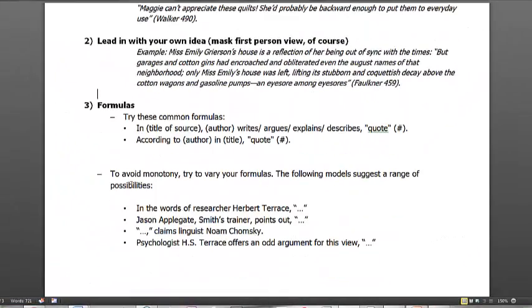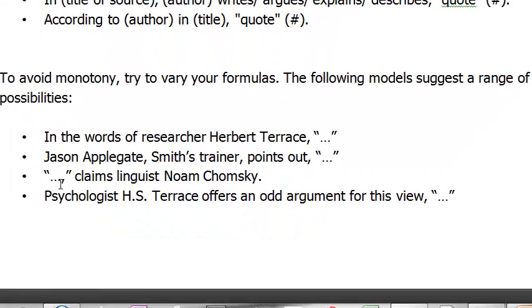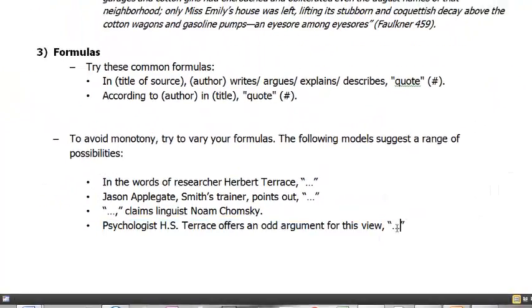So here are a couple easy ways to bring in the quotes. These first two are formulas here. So in such and such a book, the author argues, quote, page number, or according to the author in such and such a book, quote. You can also vary it up a little bit. So in the words of so-and-so, or so-and-so, related to so-and-so, points out. You can also start with the quote and then say who wrote it, or you can introduce it with more of a long introduction and then jump right into the quote.